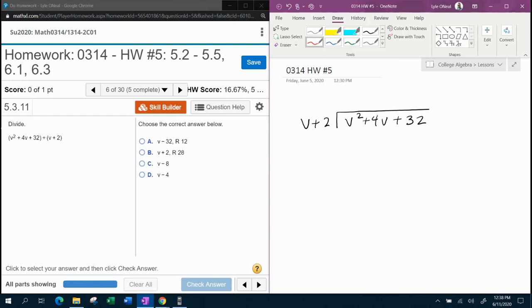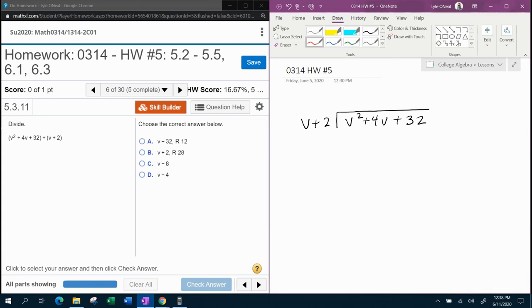And so this time I notice that the denominator, which is also the divisor, is a binomial. We've got v plus 2, which if we wrote this as a fraction, the v plus 2 would be in the denominator. Since it's a binomial divisor, we're going to have to set this up and do long division. So welcome to long division. Here we go. It's not that hard, okay?